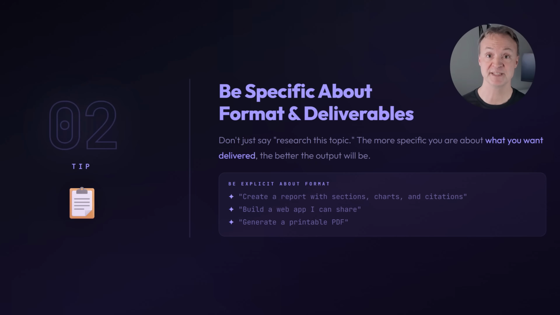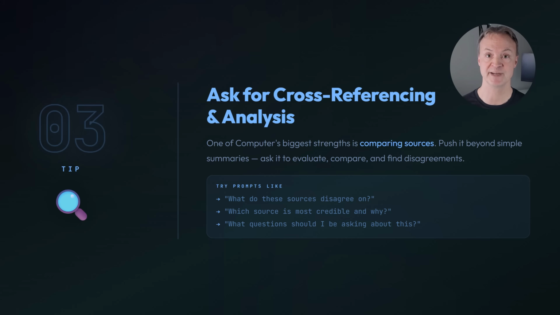Tip 2, be specific about the format and deliverables. Don't just say research this topic, say create a report with sections, charts, and citations, or build a web app, or generate a PDF. The more specific you are about what you want delivered, the better the output. Tip 3, ask for cross-referencing and analysis. One of Computer's strengths is comparing sources. Ask things like, what do these sources disagree on? Or which source is the most credible and why? You'll get a much richer result.